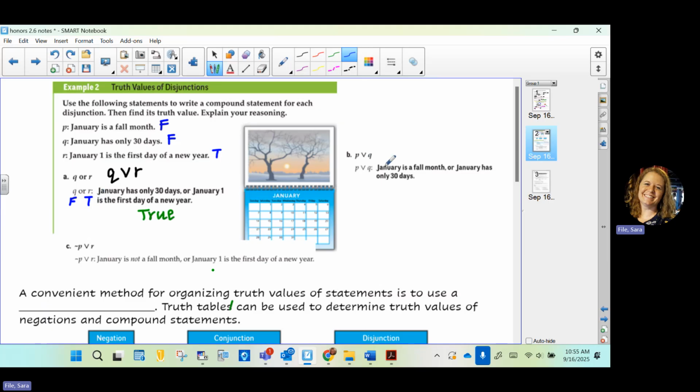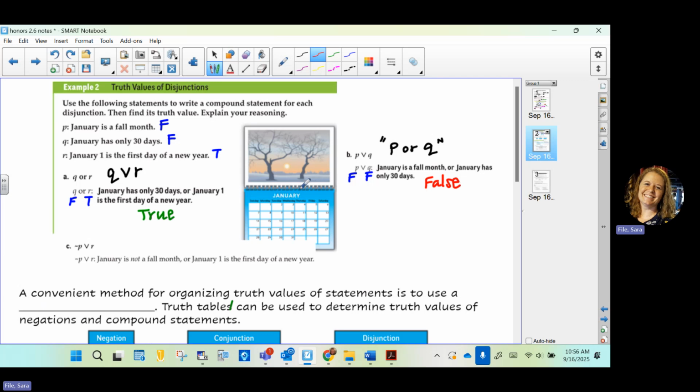Okay, B is over here on the right side of the calendar picture. This one would be read P or Q. Okay, so is P true or false on its own? P is false on its own. Is Q true or false on its own? False on its own. So January is a fall month, or January only has 30 days. Since both of those are false, this disjunction is also false.